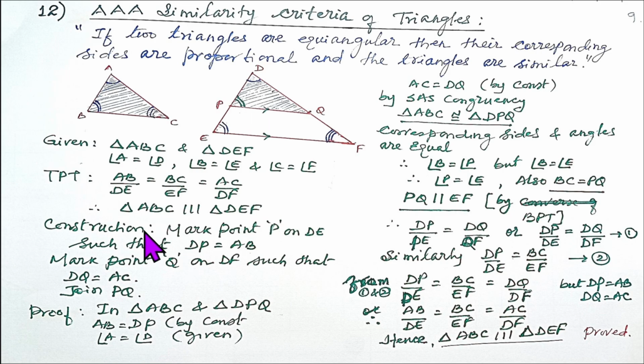Now we require a construction to be made here. Mark a point P on DE such that DP and AB are equal. Again mark a point Q on DF such that DQ is equal to AC, and then join PQ. So that is the construction required.